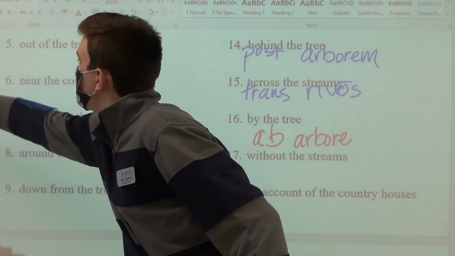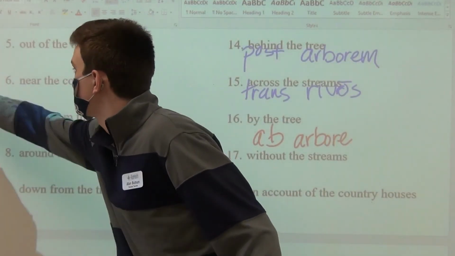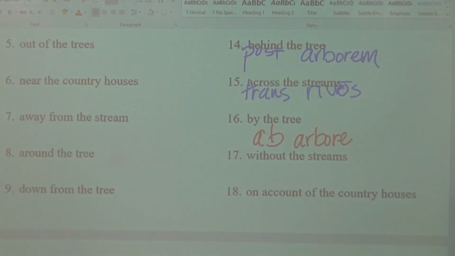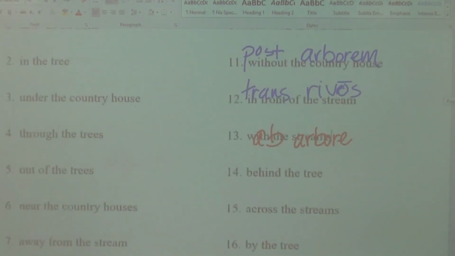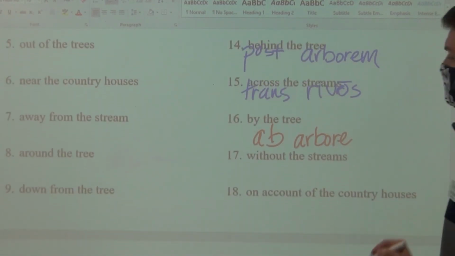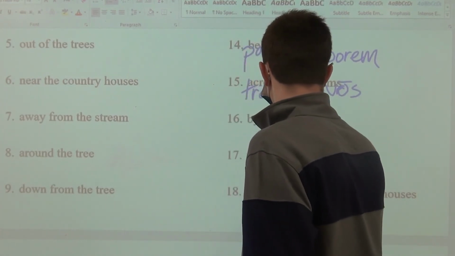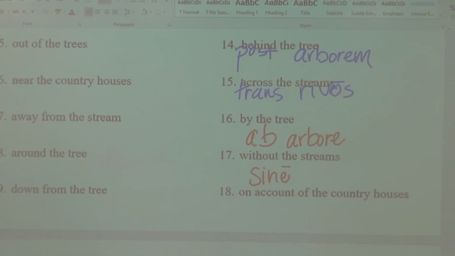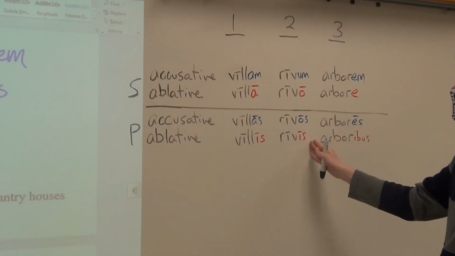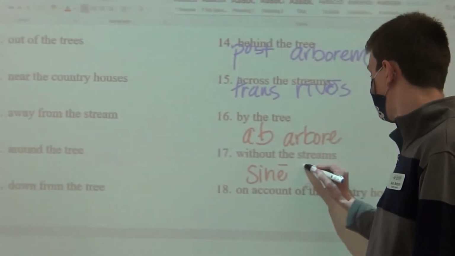Alright. Next one, without the streams. We did without already, and that was sine. But just in case you forgot, let's go ahead and scroll up back to the chart. Sine, and it takes the ablative. So, we make it red for ablative. And sine. And then streams, come over here. We see in the ablative plural, because streams is plural, it is rivis.